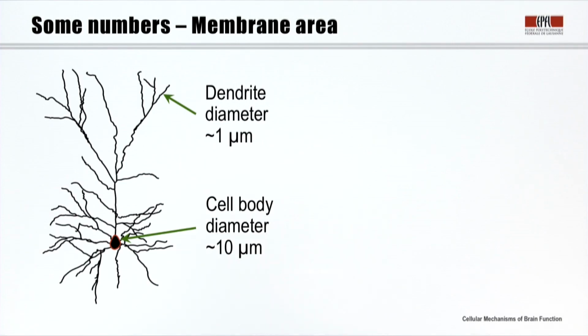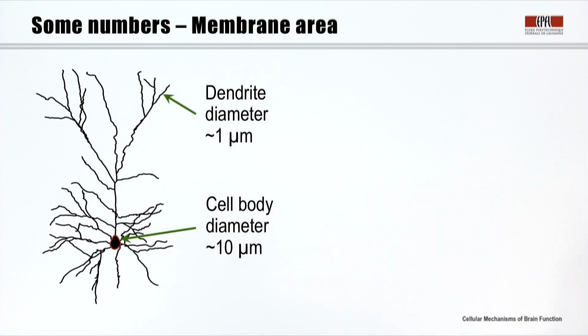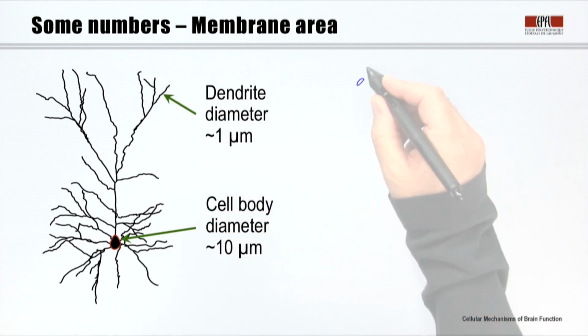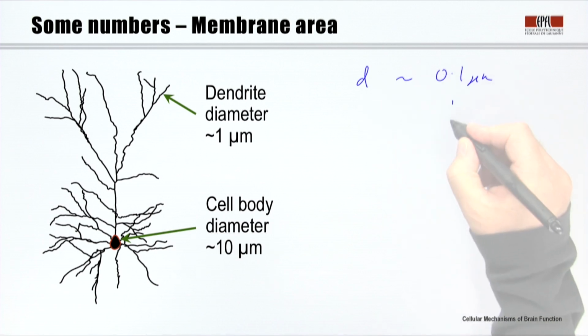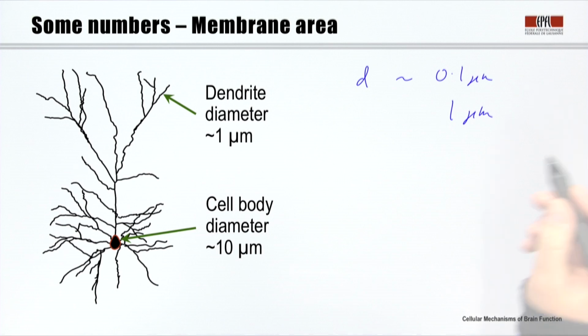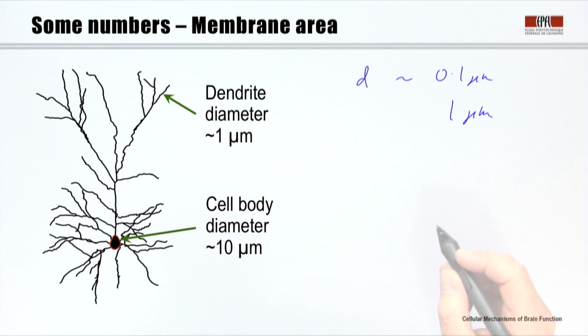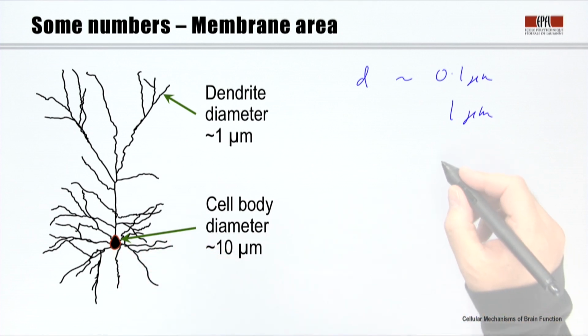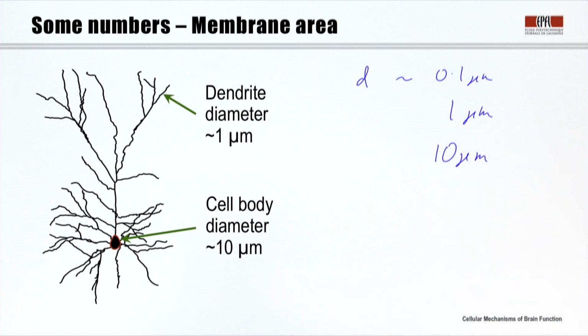Let's first think about membrane area. In the distal processes of a neuron, the diameter might be 0.1 micrometers or 1 micrometer, or somewhere in between. The largest diameters are present at the cell body, where the nucleus and the genetic material is also located. And there we have diameters of around 10 micrometers.